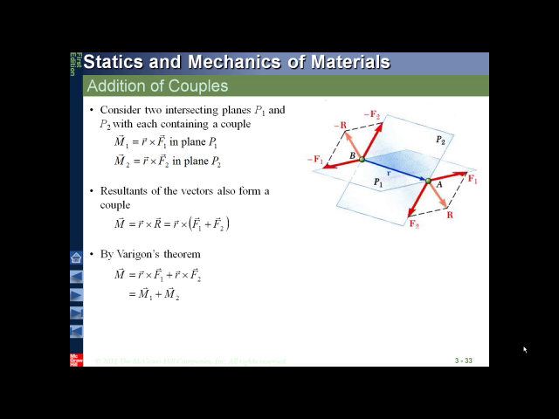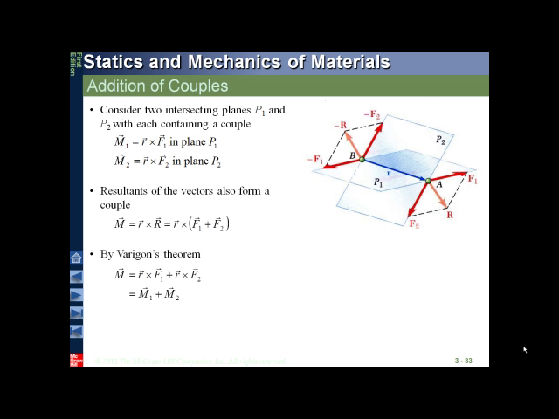What they're really trying to get at here is they're showing two intersecting planes, and they're showing couples being developed. They're showing you an F1 and a negative F1 separated by a position vector, or you could say a distance R. And then they're showing you F2 and negative F2 separated by the same distance vector R. Those are couples, and they produce a moment in each one of those planes. Now imagine, if you will, that horizontal plane, where F1 and negative F1 are located.